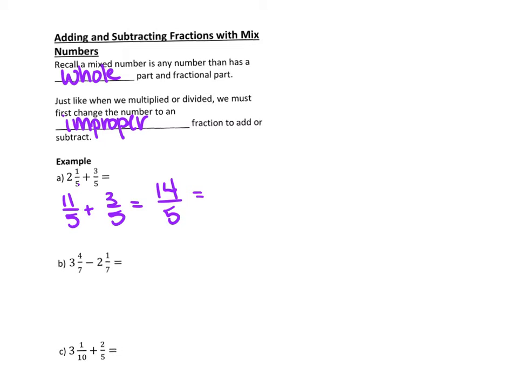So 14 over 5, well, remember, 5 will go into 14 2 times. That's minus 10. Remainder is 4. So it looks like this. The whole part is 2. The fraction, the numerator is 4. The divisor is 5. 2 4/5.